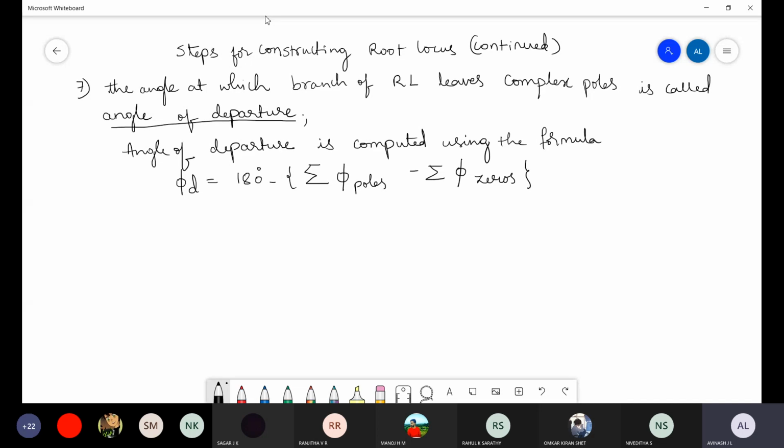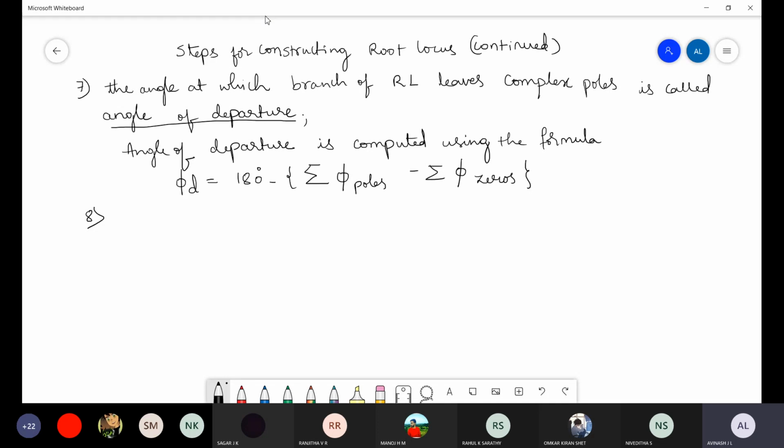Clear. When the angle of departure is coming, there is another concept called angle of arrival. These two steps are like a mirror image. If you find the angle of departure, the angle of arrival will be just the opposite, that is, symmetrical with respect to the real axis. While solving numericals, you need not calculate the angle of arrival once again. Just take the negative sign with respect to the angle of departure, and you will get the angle of arrival. We will discuss how to do it in the numerical.